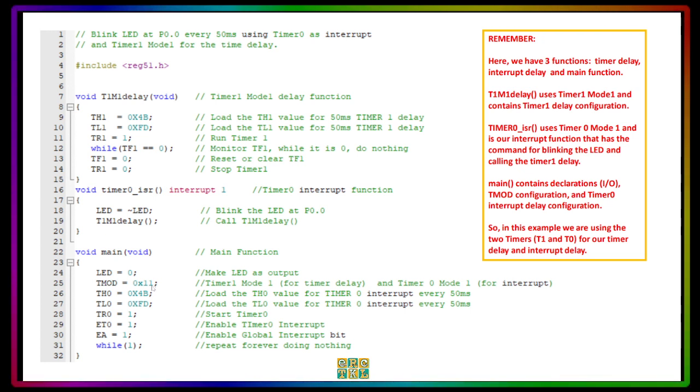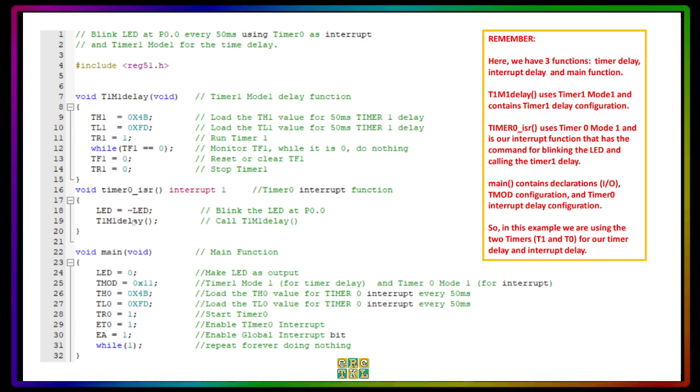So in this case, we are using both timer 0 and timer 1. We use timer 1 mode 1 for the time delay, and we use timer 0 for our interrupt, but it's in mode 1 also. So in the timer 0 interrupt, we are doing LED equals tilde LED, and then we call the T1M1 delay, which will be providing the 50 milliseconds delay.